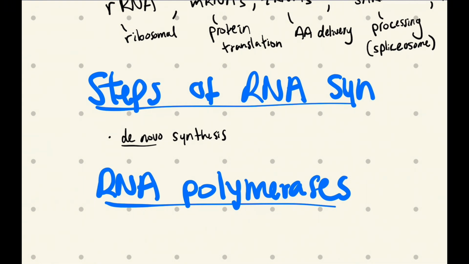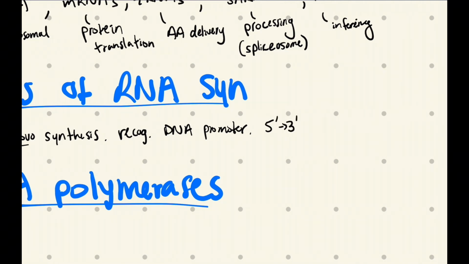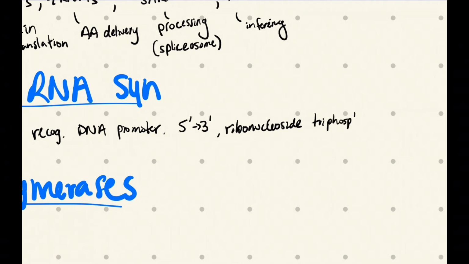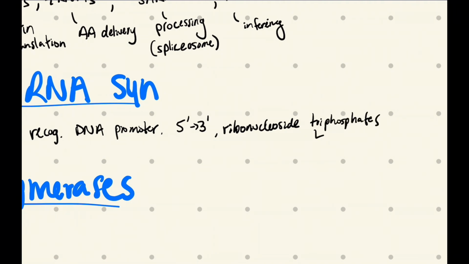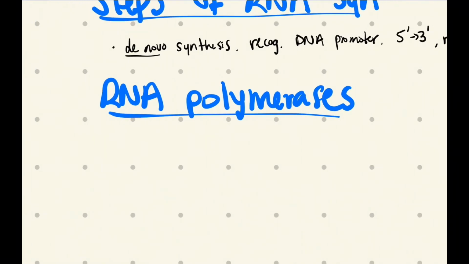So you have de novo synthesis, and this constitutes you recognizing your DNA promoter. And after you recognize that DNA promoter, you're going to obviously read it from 5' to 3' because that is how we function. And then you're going to just need some ribonucleoside triphosphates. Essentially, these triphosphates are going to provide the energy for those bonds so that you're able just to make your RNA de novo synthesis, right?